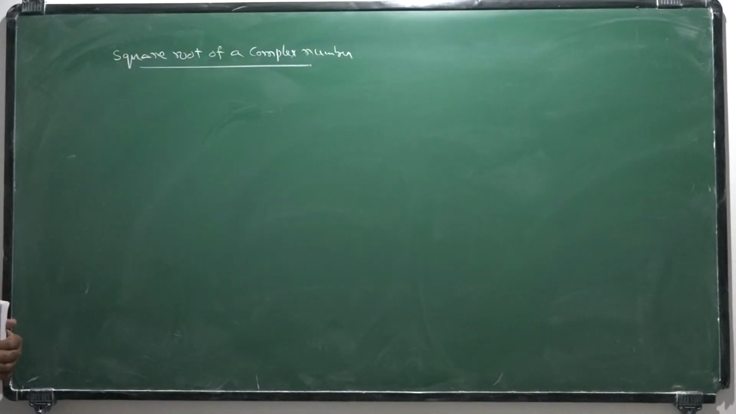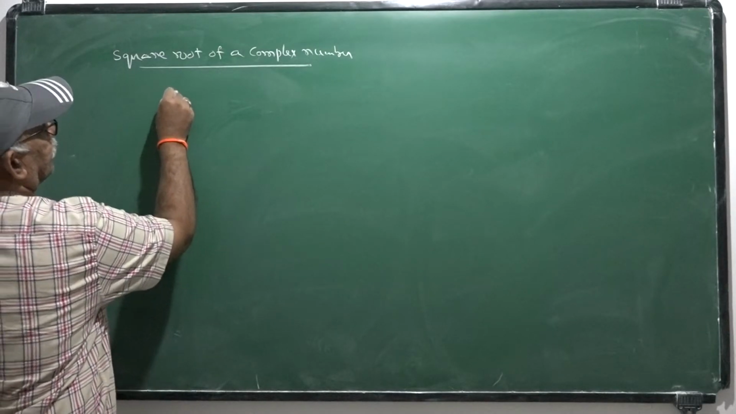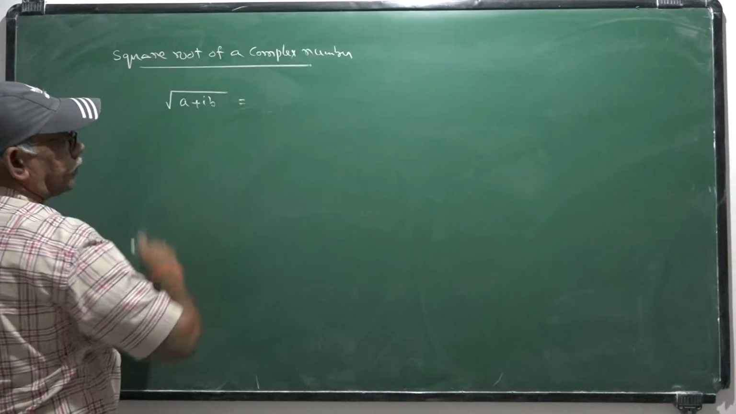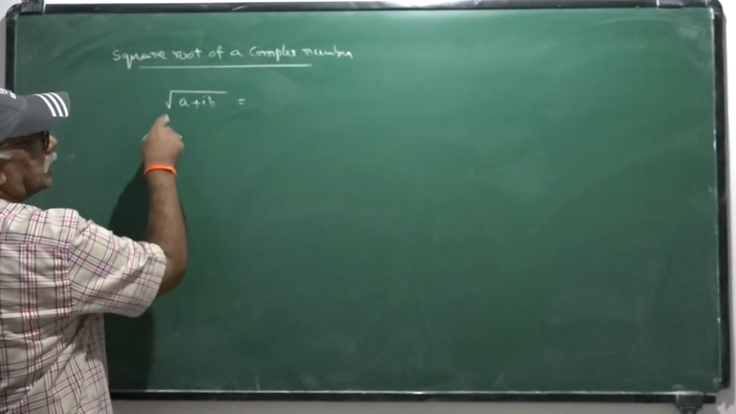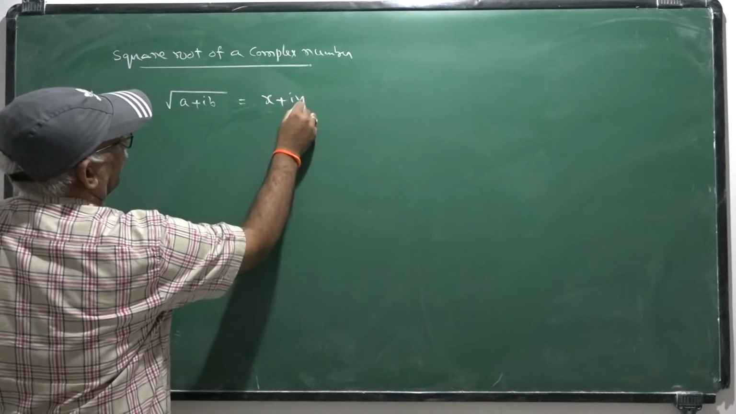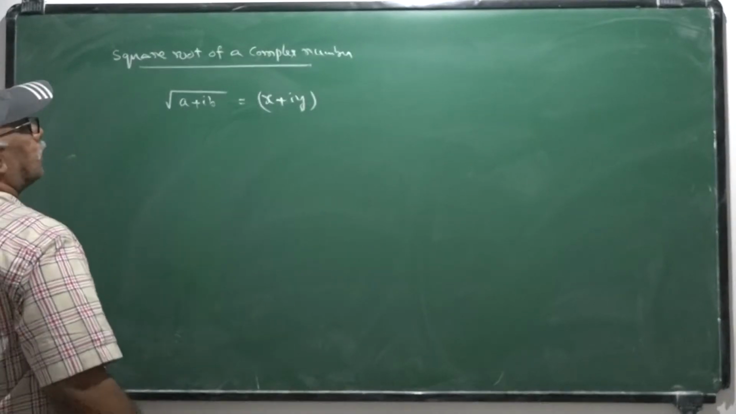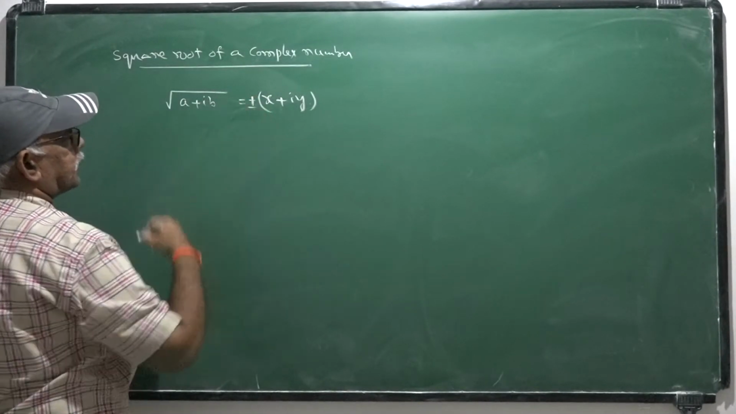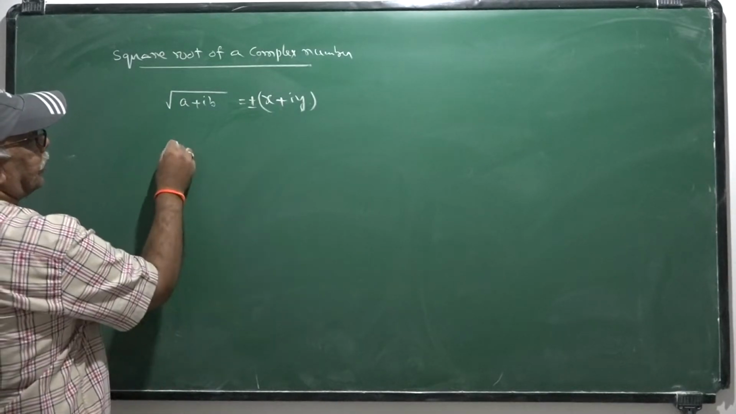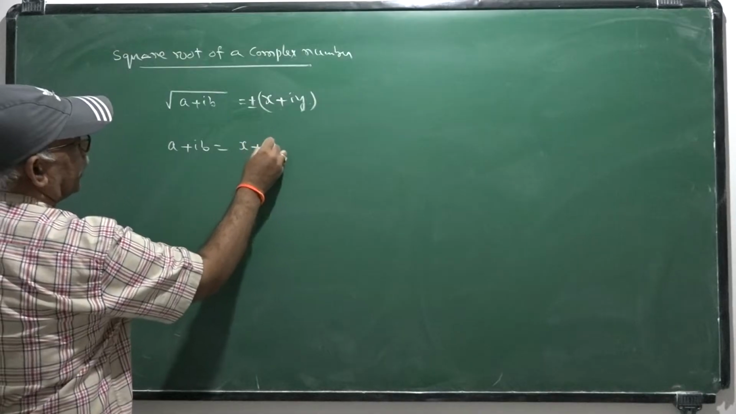Okay. Square root of a complex number. Let the square root of a plus ib be x plus iy. Of course, the square root gives us plus or minus x plus iy. Now squaring on both sides, we get a plus ib equals (x plus iy) squared.